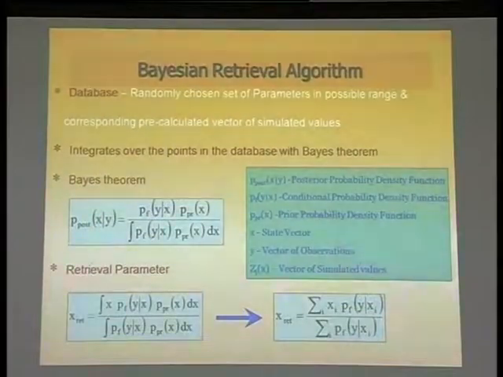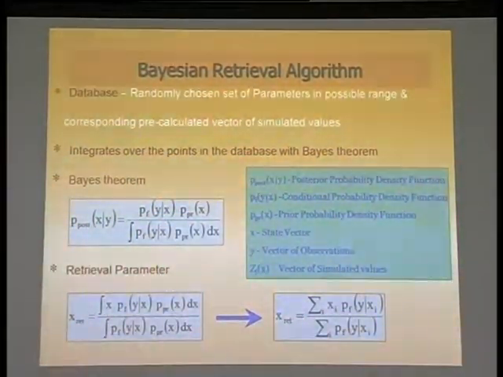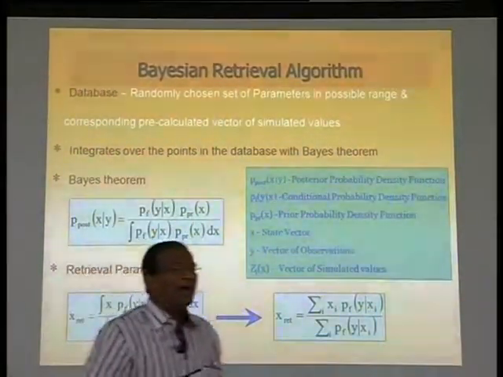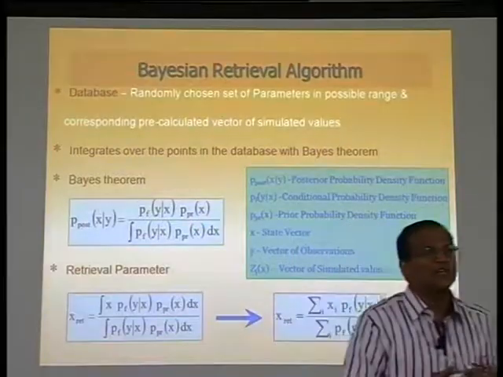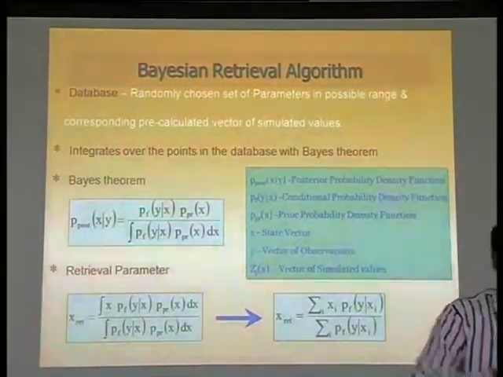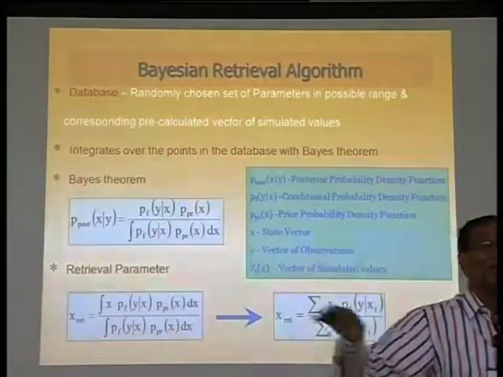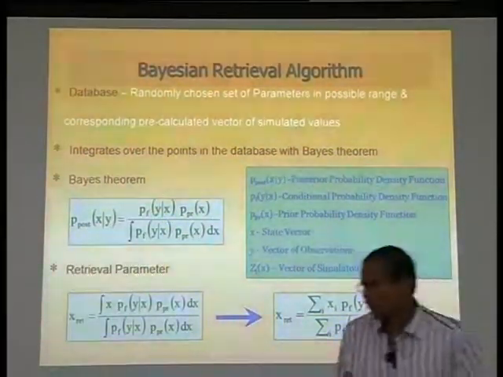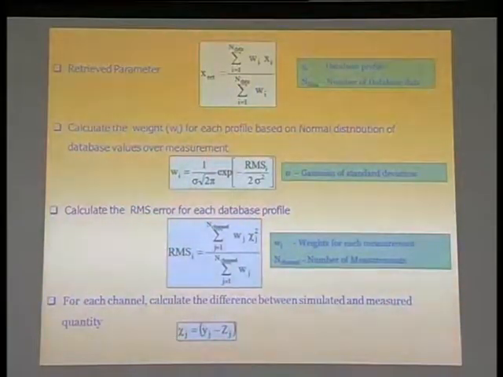So we use the Bayesian methodology, which I've explained before. The advantage of the Bayesian approach is that whatever information you have can be used, and whatever information you have can be weighted. The confidence in the information is inversely proportional to the standard deviation, sigma. If sigma is more, then you give less weight to that information. If sigma is less, you give more weight to that information. So this is how we retrieved.